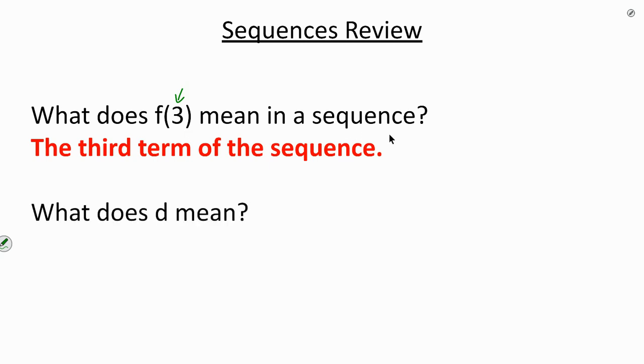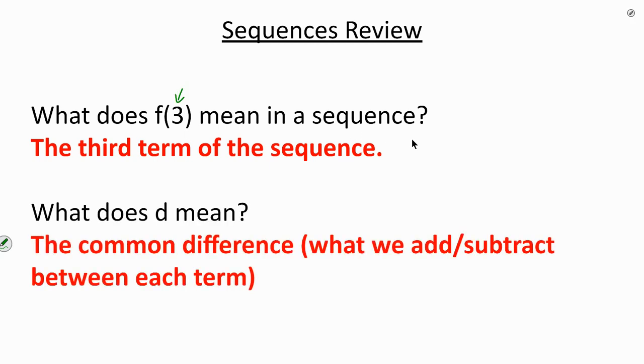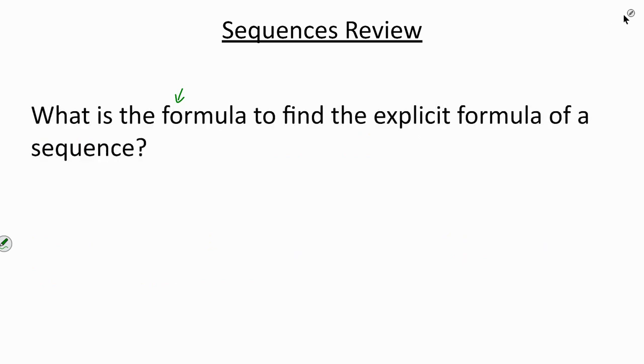What does d mean? d represents the common difference. It's the number that we add or subtract between each term. So if I'm adding 5 between each term, that's my common difference. What is the formula to find the explicit formula of a sequence? Well, the formula we've been using is f of n equals d times (n minus 1) plus f of 1. And as a refresher, remember d here is your common difference, and f of 1 is your first term.